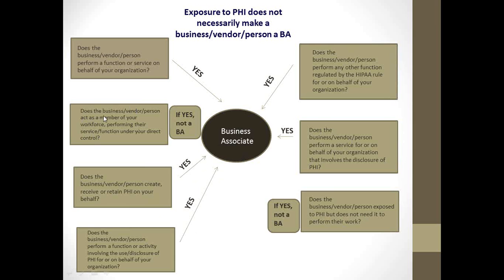In these two instances, does a business, vendor, or person act as a member of your workforce performing their service function under your direct control? If the answer is yes, then no, they're not a business associate. And down here, if the business, vendor, or person is exposed to protected health information but does not need it to perform their work, if the answer is yes, then they're not. In these other instances right here, the answer is yes. So you can go back to this slide. Again, I will have this available for you so you can look at this one particular slide if you have any confusion on what is clarified as a business associate.